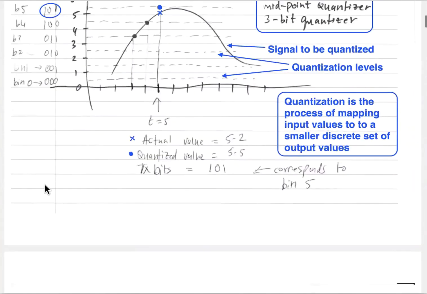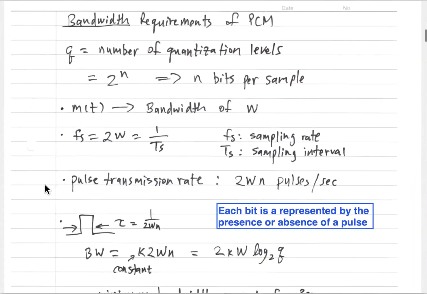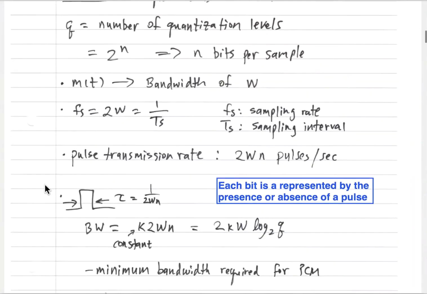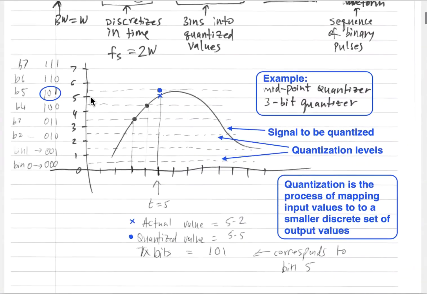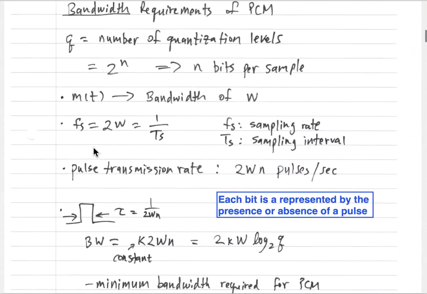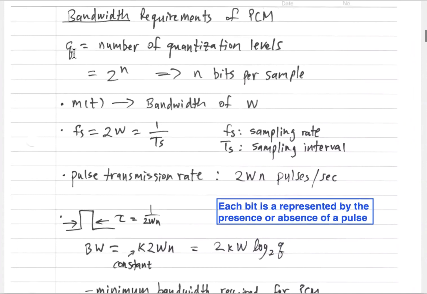All right, so let's move on then. Let's look at the bandwidth requirements of PCM. So we saw over here that there are quantization levels. So let's assume that the number of quantization levels is Q. I'm going to introduce some notation, and we'll try to be very consistent with the notation. So Q, if we don't redefine it, will be the number of quantization levels.